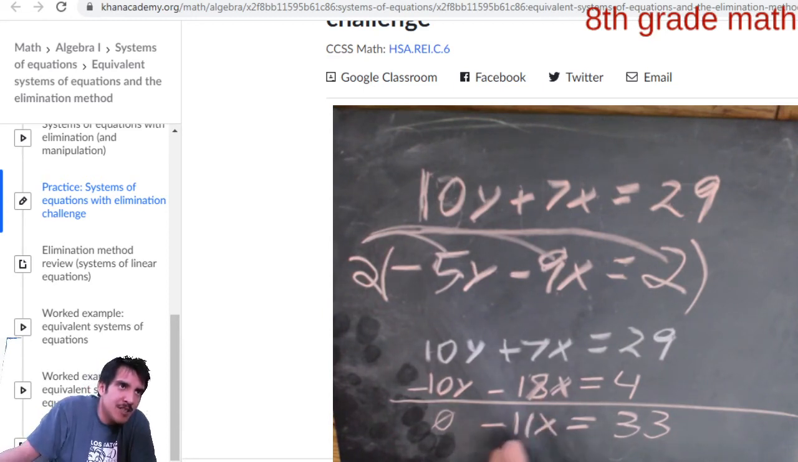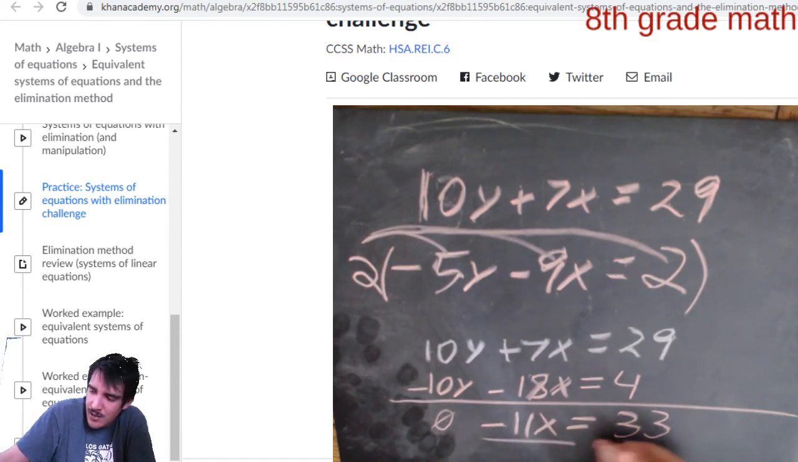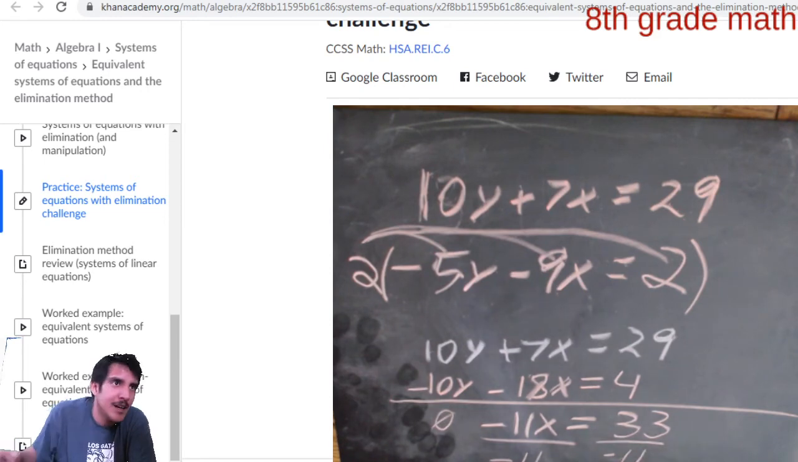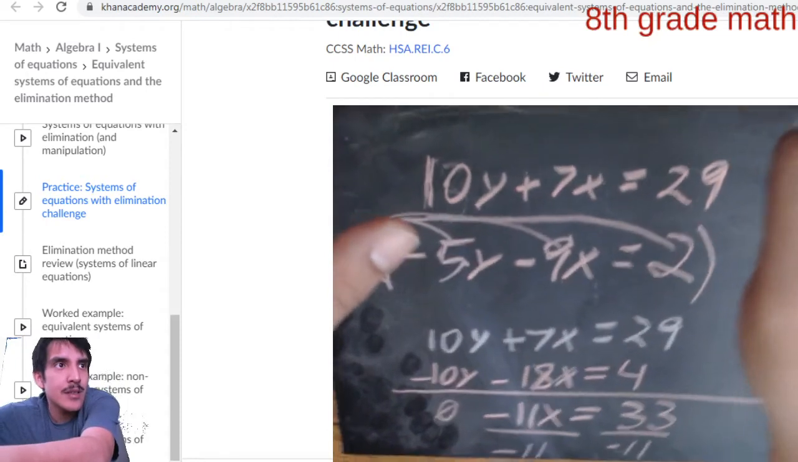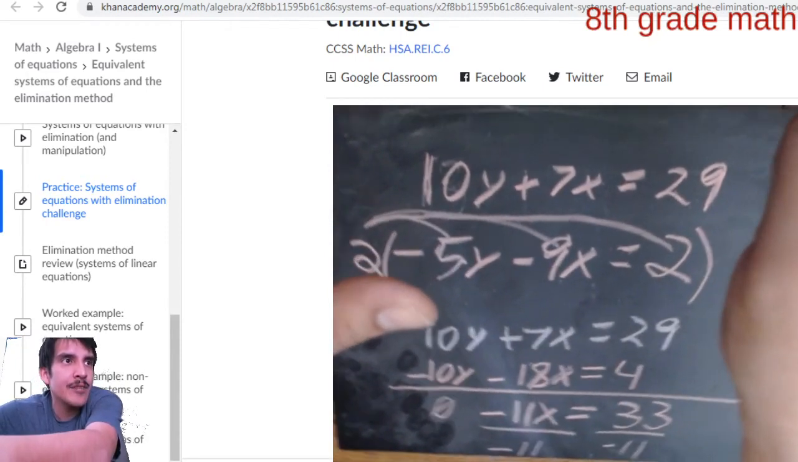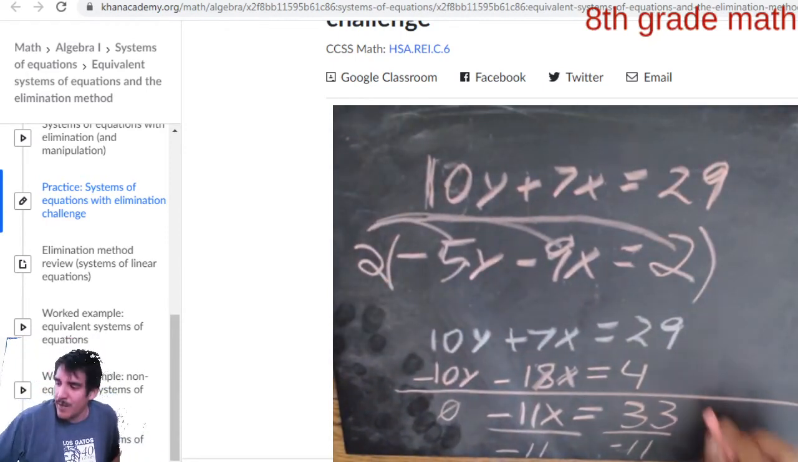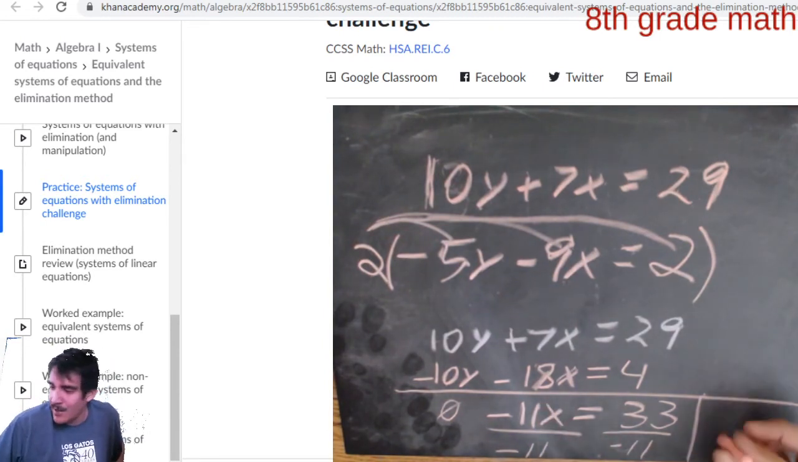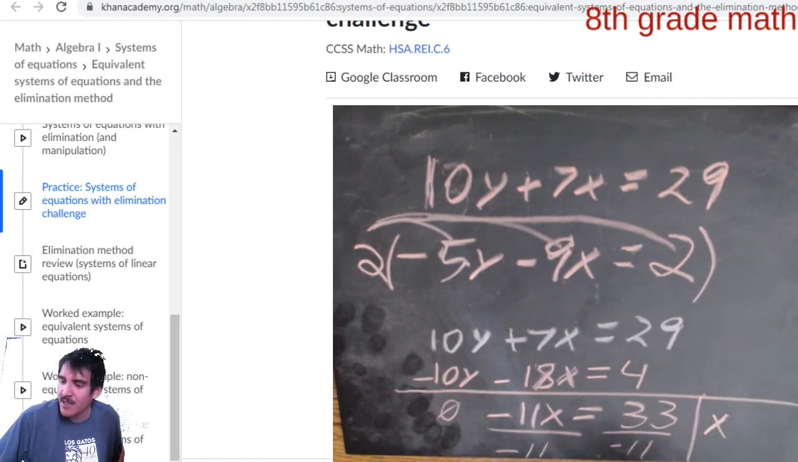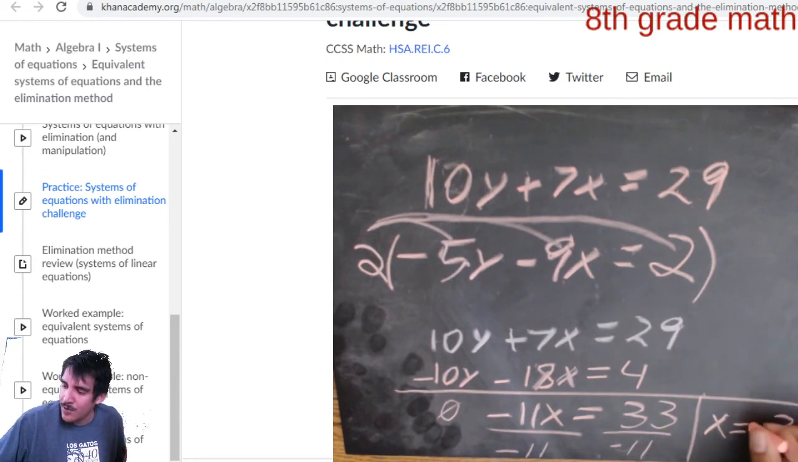So how do we get rid of this negative 11 coefficient? Just like always, you're going to divide by negative 11 on each side. I believe my answer will fit in this little rectangle over here. Negative 11x divided by negative 11, you are simply left with x, then equals, and then do this division. 33 divided by negative 11. I know 33 divided by 11 is 3, but since it's negative, you put negative 3.